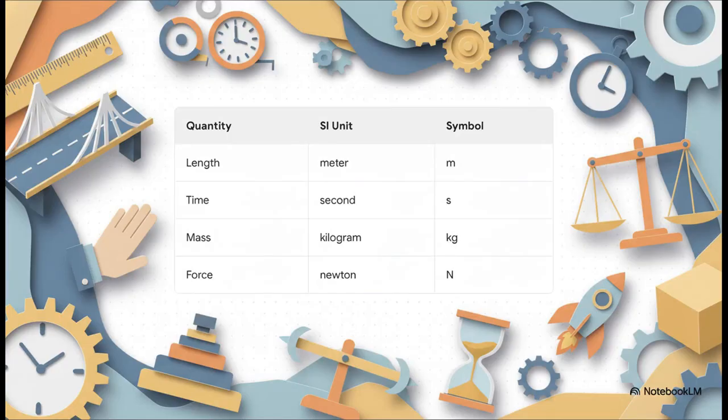Okay, let's do a quick recap. Here's a little cheat sheet for you, our 4 quantities and their SI units. We've got length in meters, time in seconds, mass in kilograms, and force in newtons. I'd recommend committing these to memory. A quick word of advice, getting your units right and keeping them consistent is absolutely non-negotiable in engineering calculations.